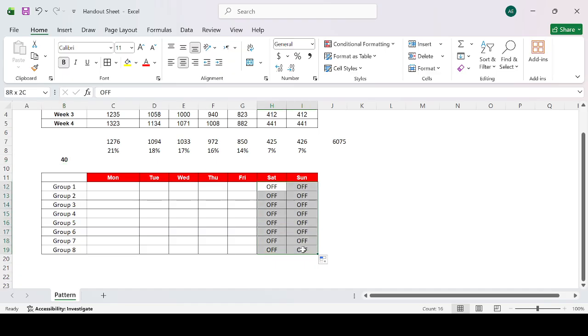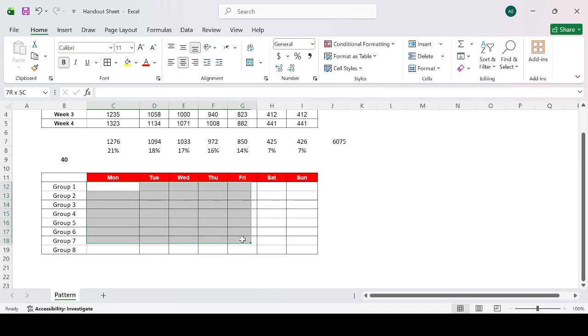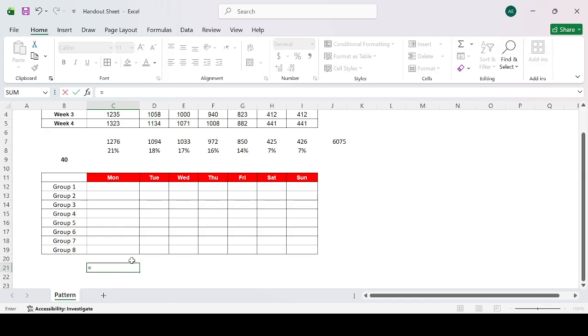Great. Now the question is, third step, how many shifts are supposed to be working on Monday, or how many groups are supposed to be working on Monday and on Sunday and so on? Now, very simple. Let's distribute the 40 shifts across the whole days by multiplying the percentage of each day by the 40, which is the total shifts.